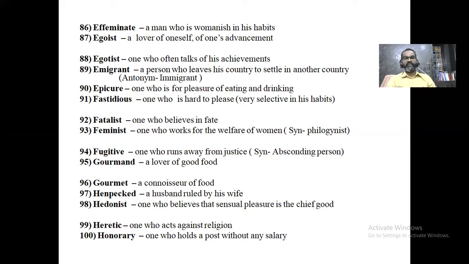Heretic, one who acts against religion. The heretic personality is not a religionist, is against religion, and is called heretic. And honorary, like honorary doctorates and honorary awards, is one who holds a post without any salary. Honorary position, honorary chief minister, honorary guest. Honorable is different again. So honorary is one who holds a post without any salary.